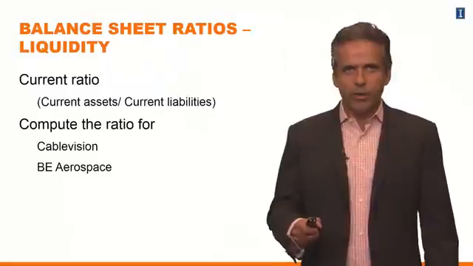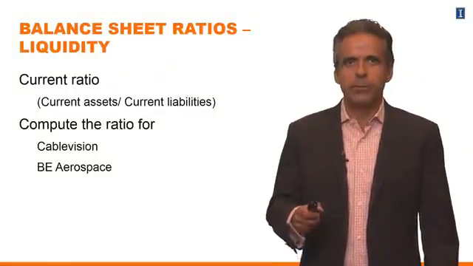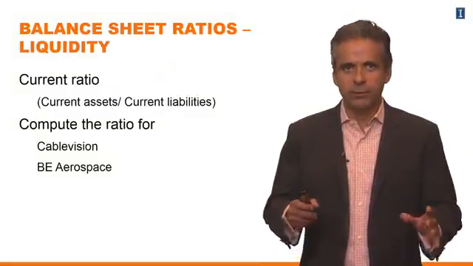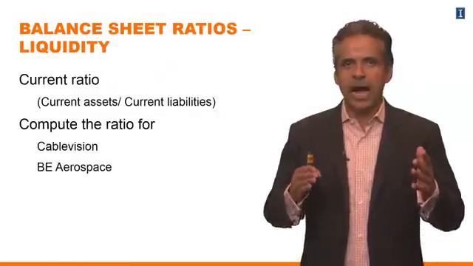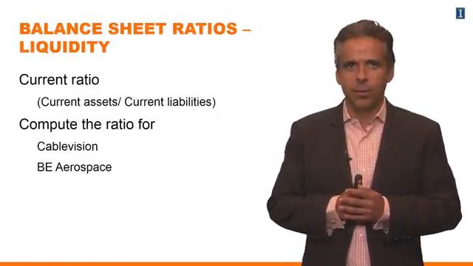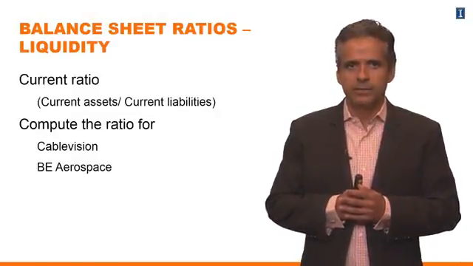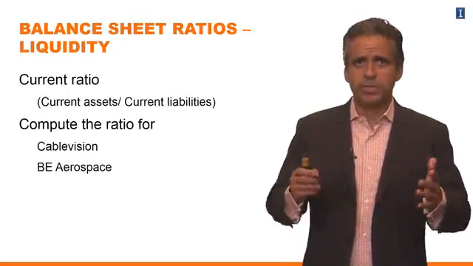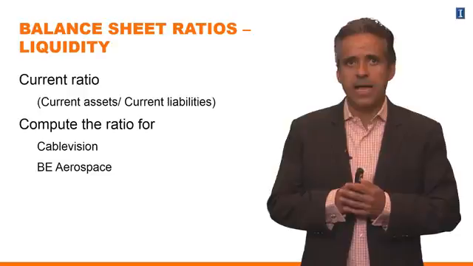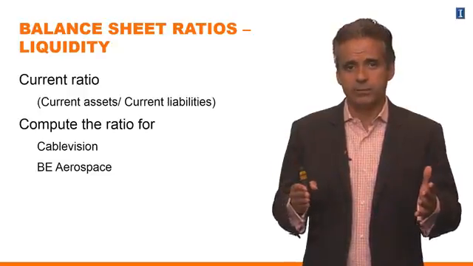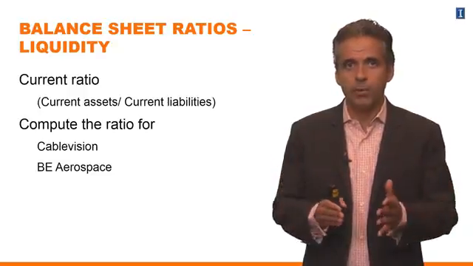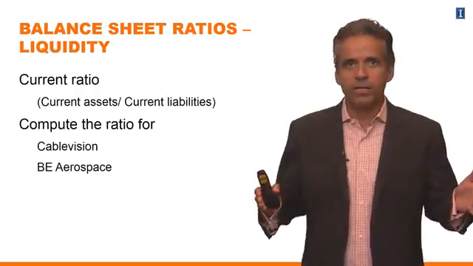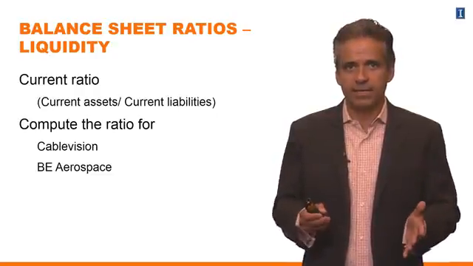The first set of ratios we're going to talk about are the liquidity ratios. Those are the ratios that allow us to measure how liquid the balance sheet of a company is. The first liquidity ratio that we're going to compute and analyze is what we call the current ratio. The current ratio is very simple. It's just the ratio of current assets divided by current liabilities.